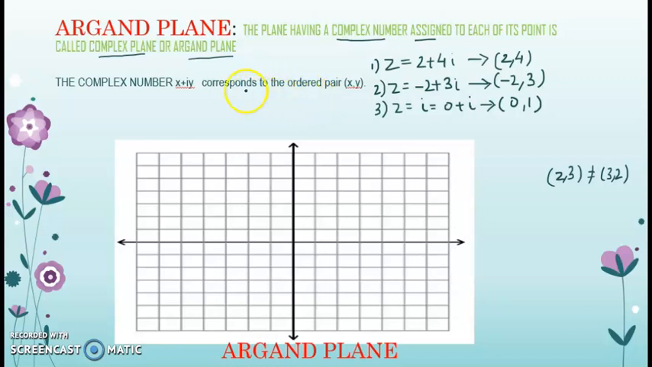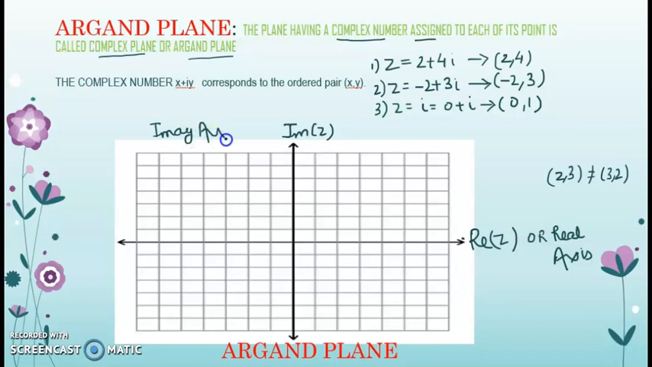Now, in your previous classes, you studied this horizontal line as the x-axis and this vertical line as the y-axis. But in the Argand plane, this is your real axis, and this is always your imaginary axis.